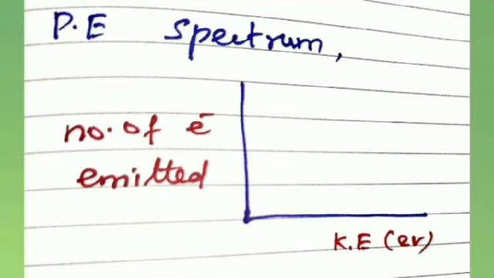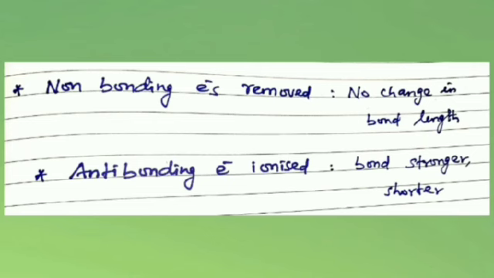The photoelectron spectrum is a plot of the number of electrons emitted versus kinetic energy in electron volt. The binding energy of electrons falls in the range 5 to 30 electron volt. If non-bonding electrons are removed, there is virtually no change in bond strength or bond length. But if antibonding electrons are ionized, the bond becomes stronger and shorter.